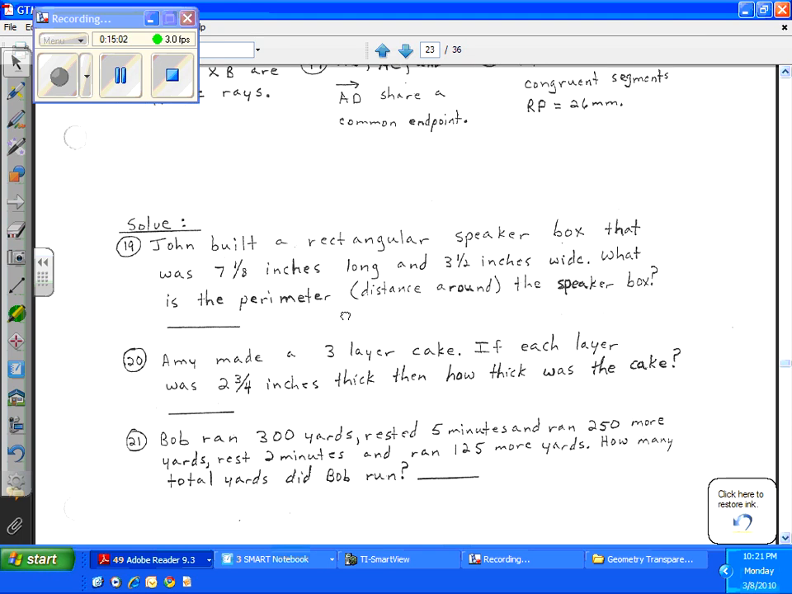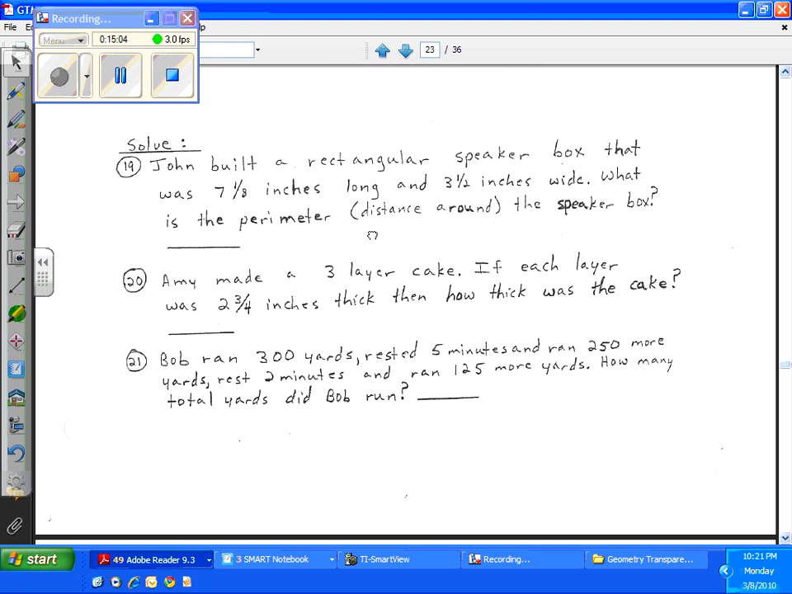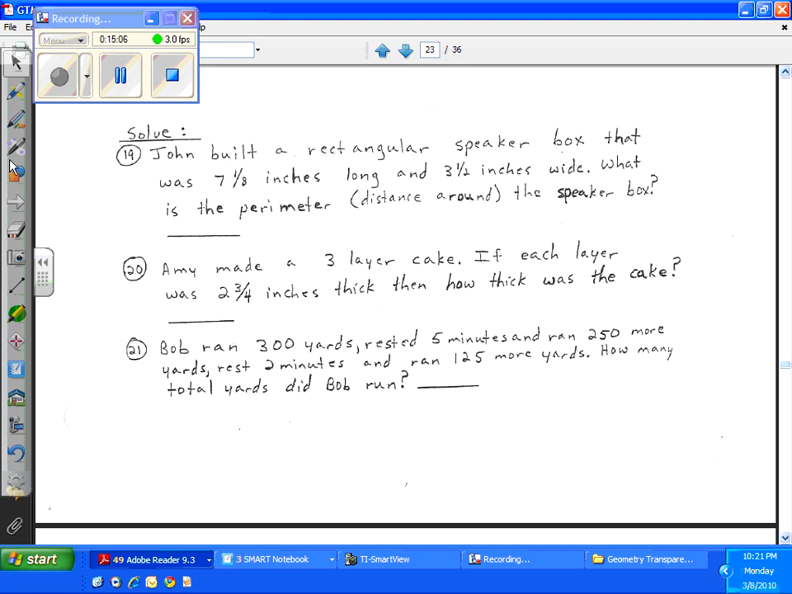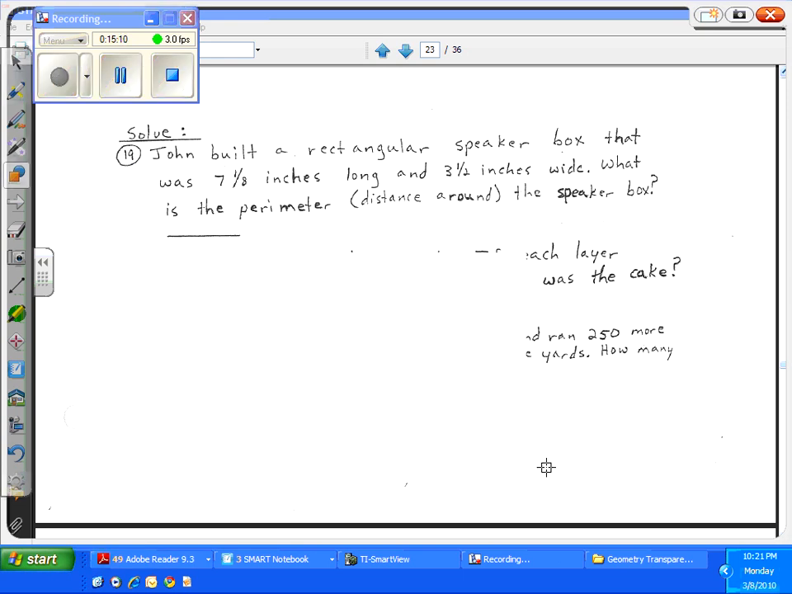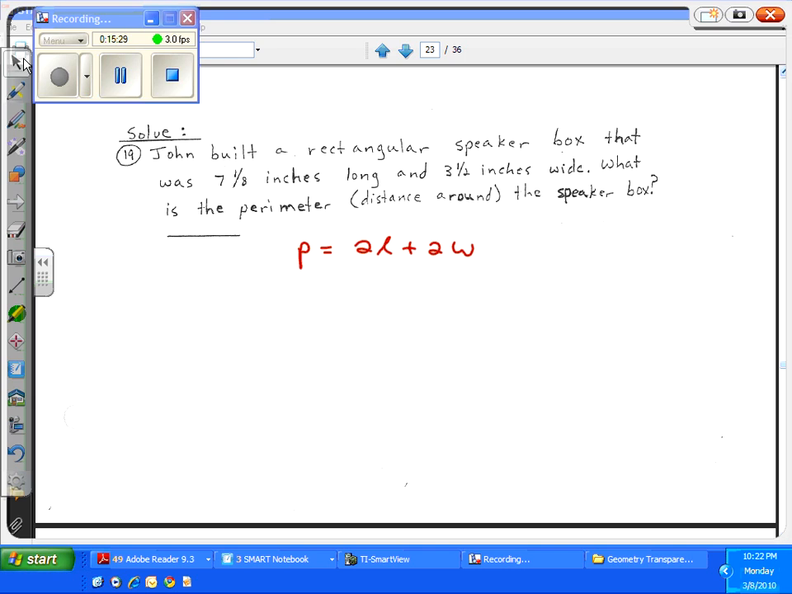Let's look at number 19. It says John built a rectangular speaker box that was 7 1/8 inches long and 3.5 inches wide. What is the perimeter, or the distance around? We know that the perimeter of a rectangle is 2 lengths plus 2 widths.